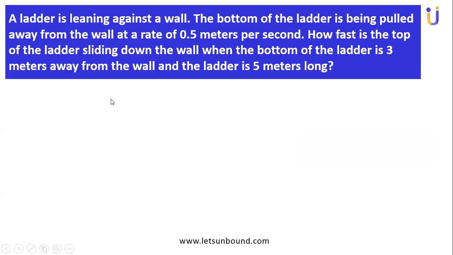Here is a simple example. A ladder is leaning against a wall. The bottom of the ladder is being pulled away from the wall at a rate of 0.5 meters per second. How fast is the top of the ladder sliding down the wall when the bottom of the ladder is 3 meters away from the wall and the ladder is 5 meters long?